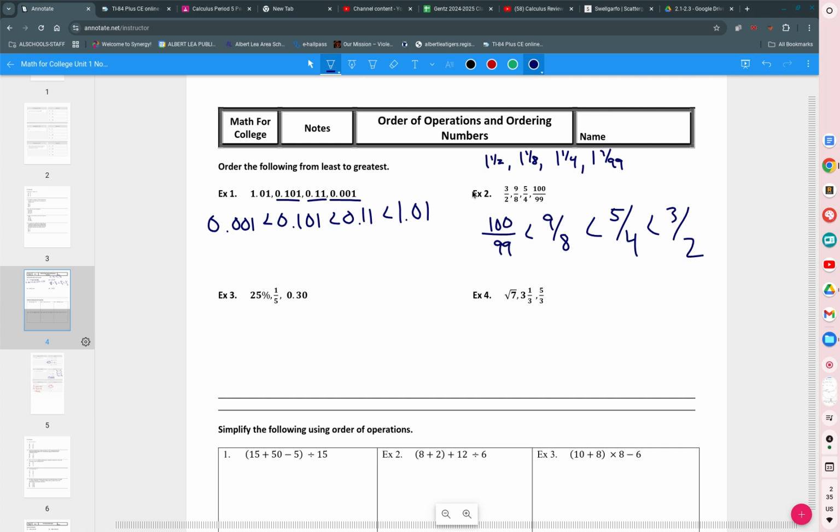I want you to try example 3 on your own and 4 on your own. Don't worry if you're confused by one of them. We're going to talk about percentages and fractions and square roots in a second, but see if you can order those least to greatest. And please don't just type it into a calculator. Think it through and see what comes up for you.